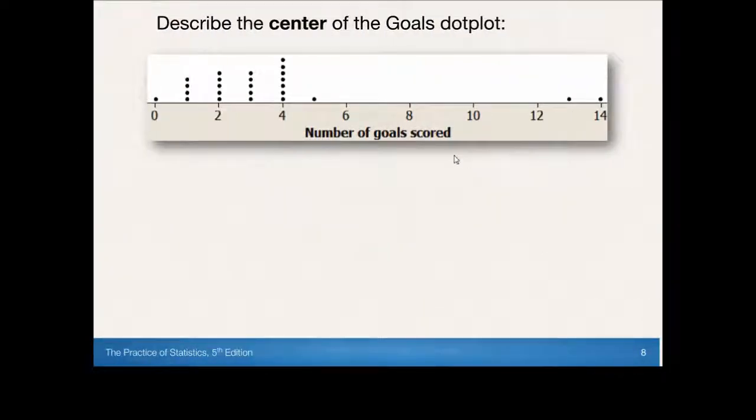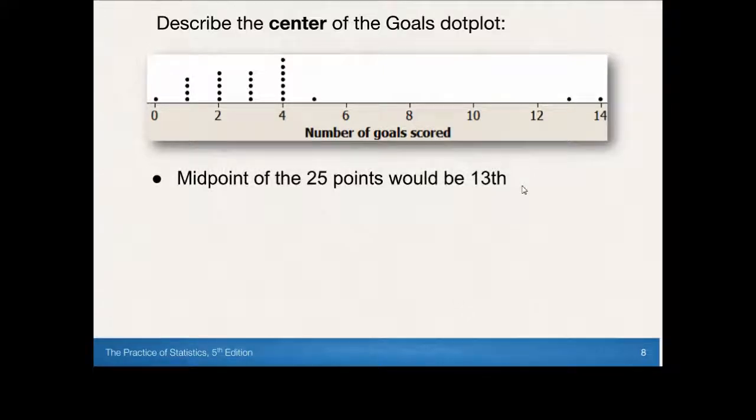All right, let's now describe the center of the dot plot. We can see the midpoint of 25. There's 25 data points there, so the midpoint would be the 13th. So then we count over 13 from the left or 13 from the right, and we end up on 3. So 1, 2, 3, 4, 5, 6, 7, 8, 9, 10, 11, 12, 13, right? That would be the middle of the data. So we would say the midpoint is there.